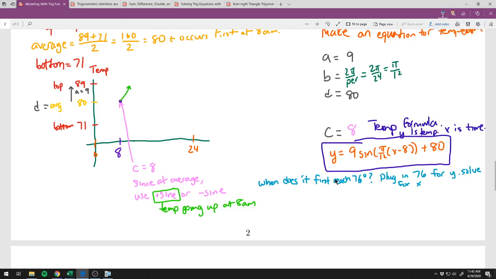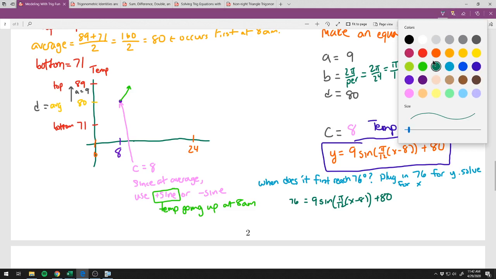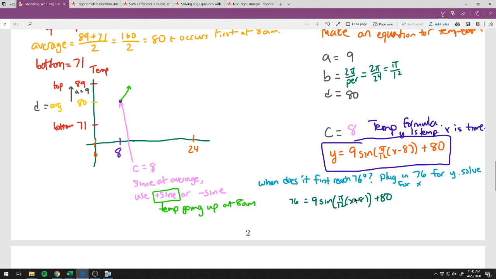All right, so we'll go ahead and begin that. We plug in 76 for Y here. Now, if you want to, you can distribute the pi over 12 through, but I would just recommend leaving it alone. Now we're solving for x, right? This looks pretty messy compared to the equations that we were dealing with last section. But it's not really any worse, it's just that the inside kind of looks worse. We still want to get the trig function by itself. We want to get the sine part with all the stuff inside by itself.